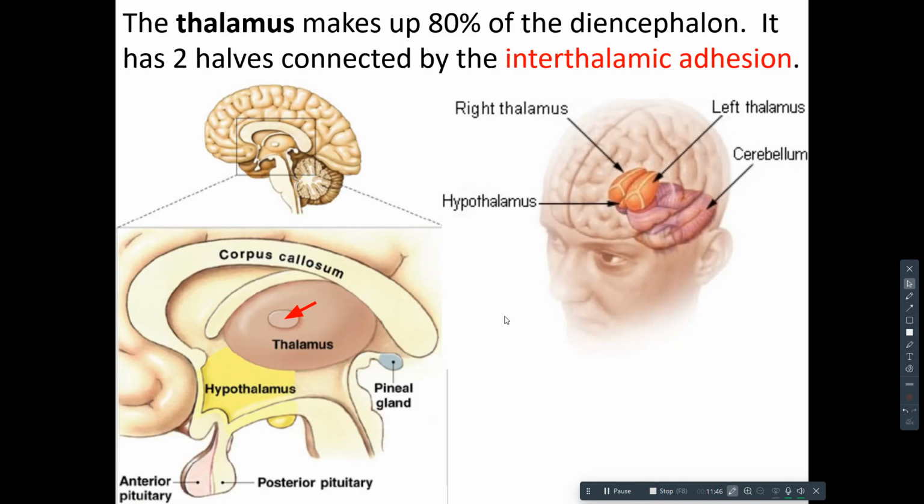All right, let's talk about the thalamus. So if we look at this brain here, we see these 2 eggs. These 2 eggs are the thalamus. They're actually pretty big, bigger than they appear in a mid-sagittal section. About 80% of the diencephalon is made up of the thalamus. And as you can tell here, there's a right and a left thalamus. Those 2 halves are connected by this little bridge, which is called the interthalamic adhesion.